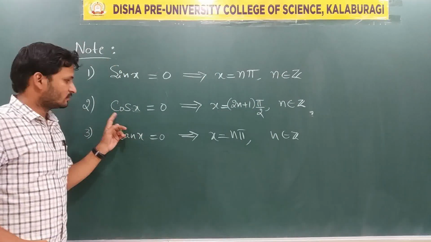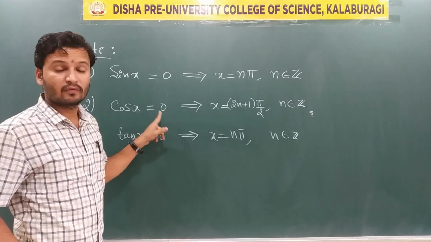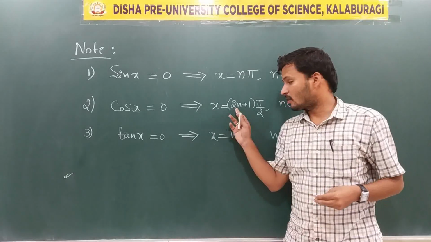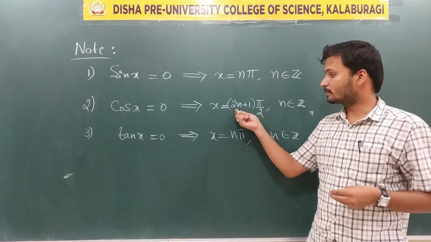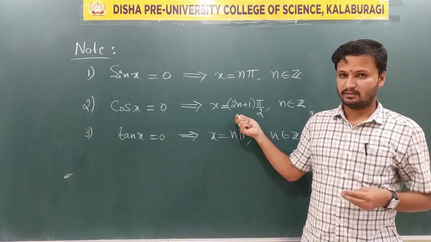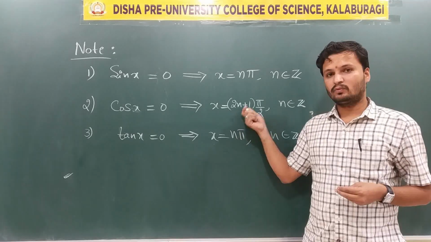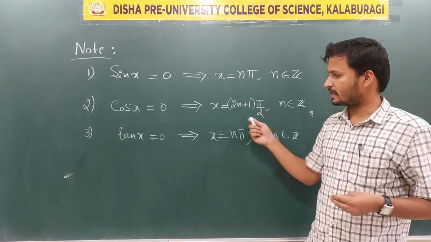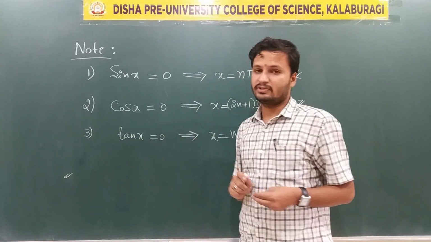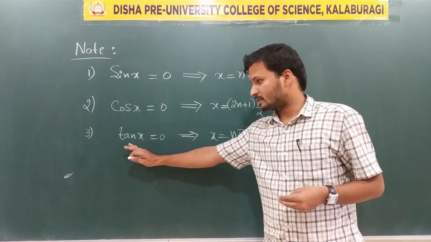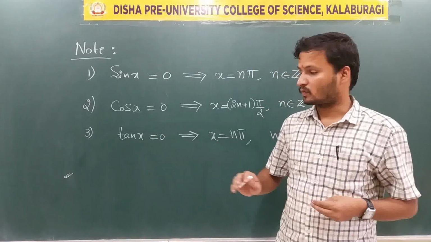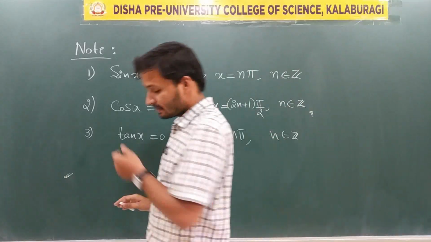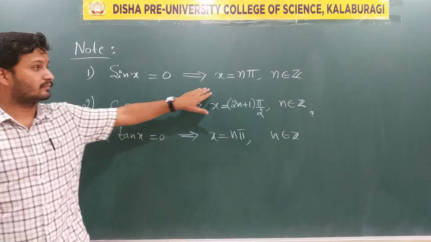Similarly, cos x is equal to 0 for odd multiples of pi by 2. Here 2n plus 1 is an odd number. It may be 1 pi by 2, 3 pi by 2, 5 pi by 2, 7 pi by 2 and so on. For all those angles, the cos function takes the value 0. Lastly, the tan function: tan x is 0 for integral multiples of pi. So sine and tan have the same angles.